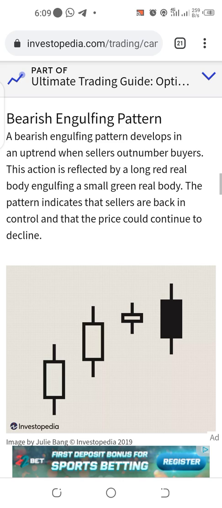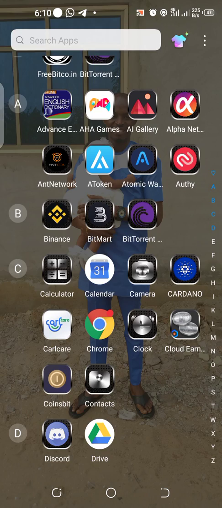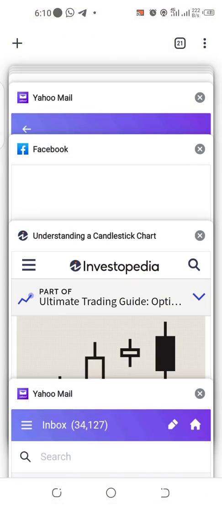It's just signaling that okay, the sellers are more than the buyers now. So we expect that the price will start coming down. That is what this candlestick represents, that the price is about to come down.